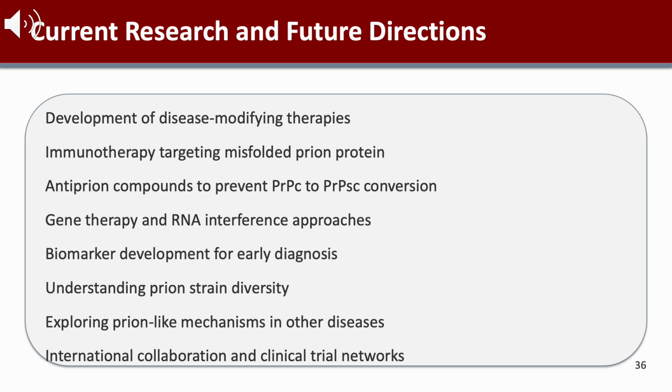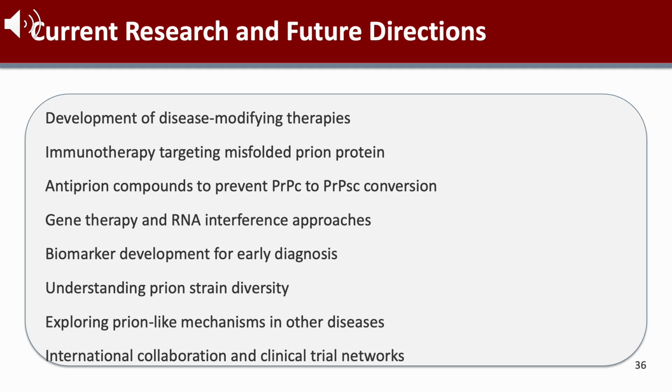Immunotherapy targeting the misfolded prion protein may help to clear accumulated PrPSc or prevent its formation. Anti-prion compounds that prevent the conversion of normal to misfolded prion protein are in development. Gene therapy and RNA interference approaches may offer ways to reduce prion protein expression or prevent its misfolding.